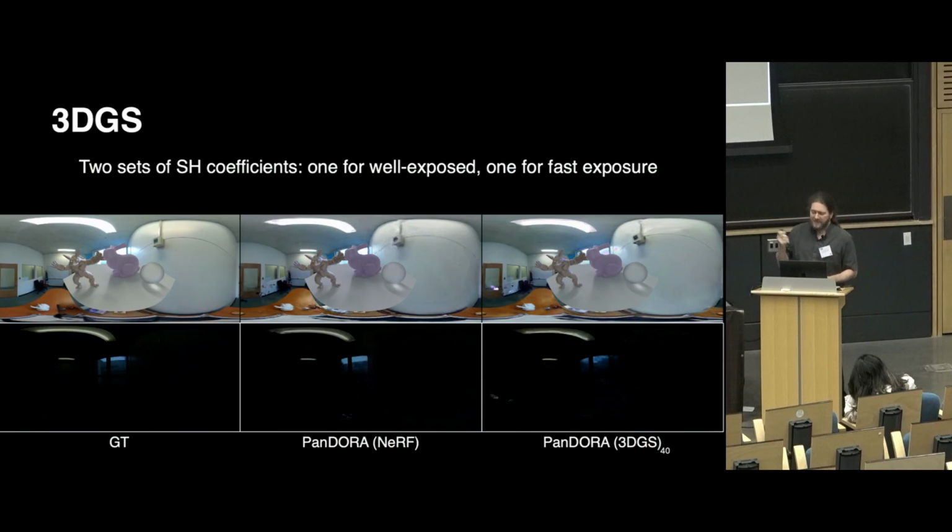We replaced the NeRF with the Gaussian splats, and we did something very similar to the NeRF. We created basically two different sets of parameters for the spherical harmonics coefficients in the Gaussian splats. The first one represents the well exposed, and the second set of RGB values represents the fast exposure. By doing this, we can obtain very similar results. We found that in our tests, NeRFs perform ever so slightly better, but both are working pretty well.